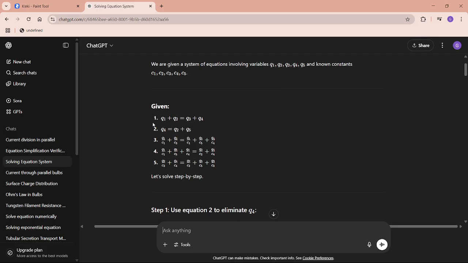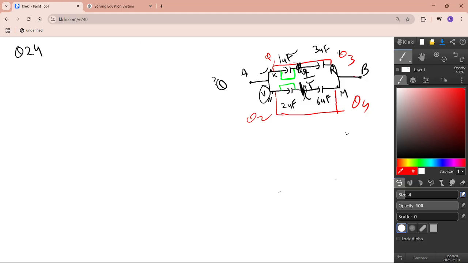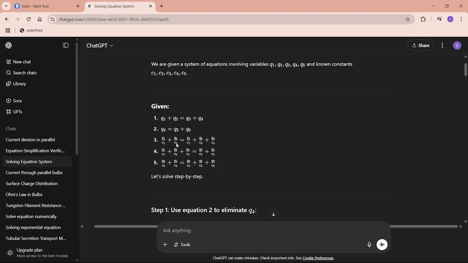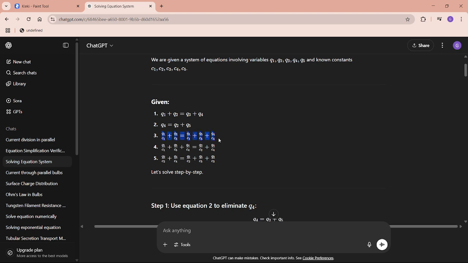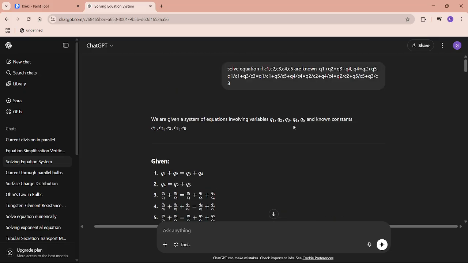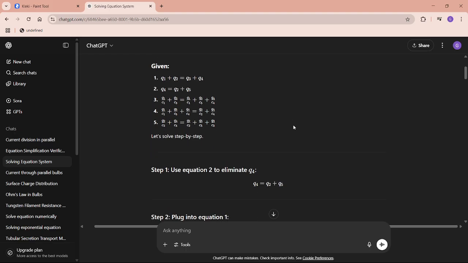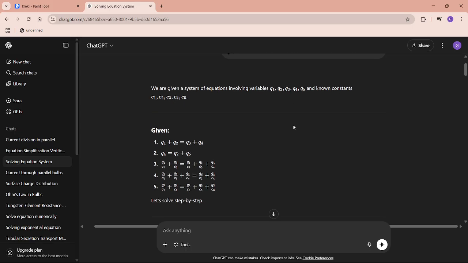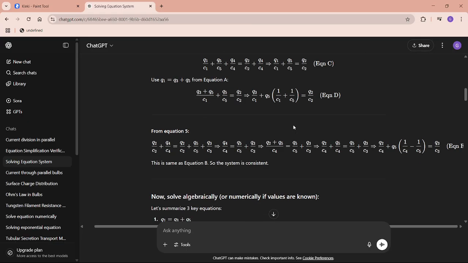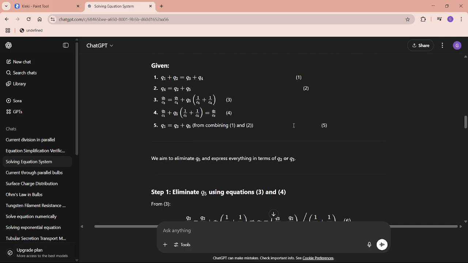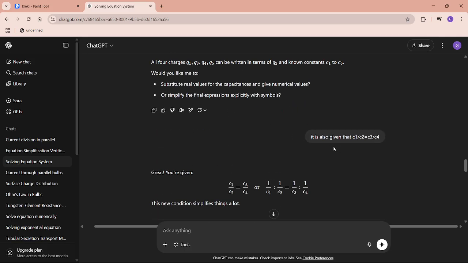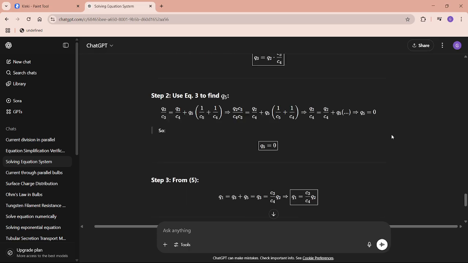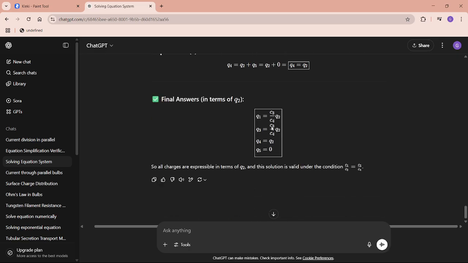First, I gave this q1 plus q2 is q3. I assume this is q3 minus q3 and minus q4. Of course, q3 and q4 are assumed to be positive. That's why I was putting a minus sign. And then the potential equations, I basically equated them. I forgot to give it the equation that C1 by C2 is equal to C3 by C4. So it could not solve. But then I gave it the C1 by C2 and C3 by C4. Then it did solve for these equations.